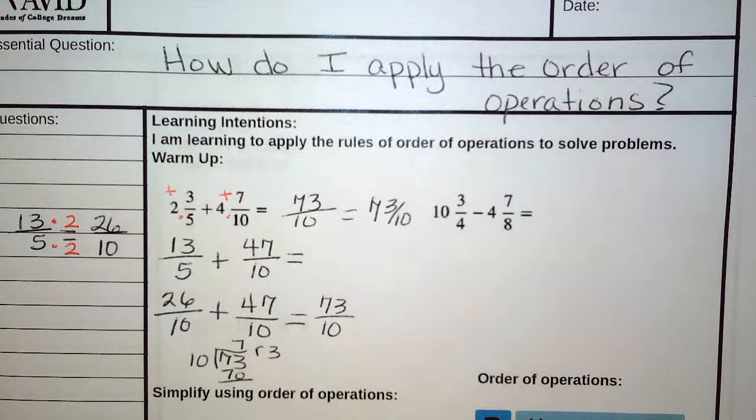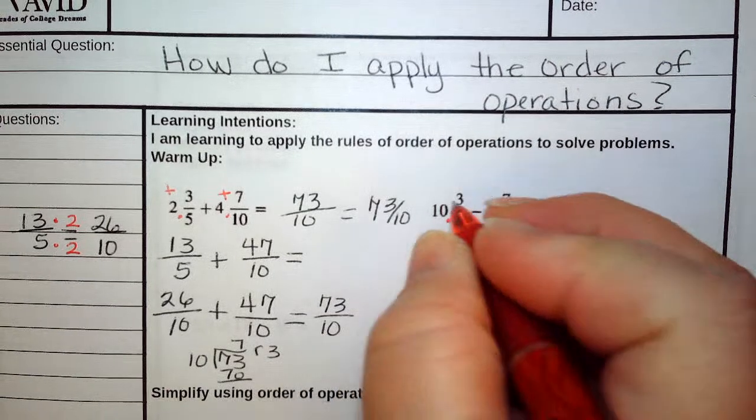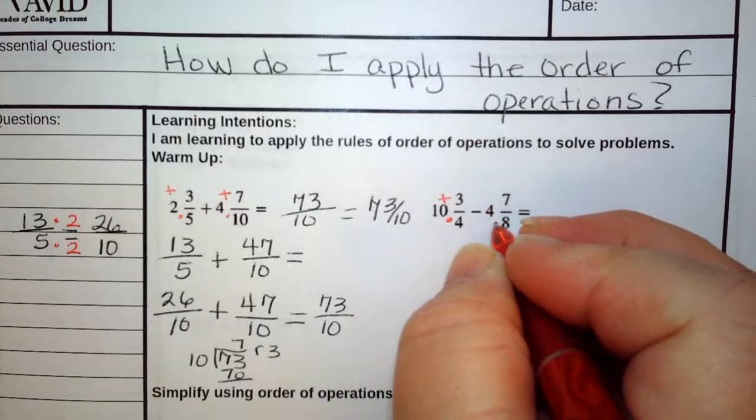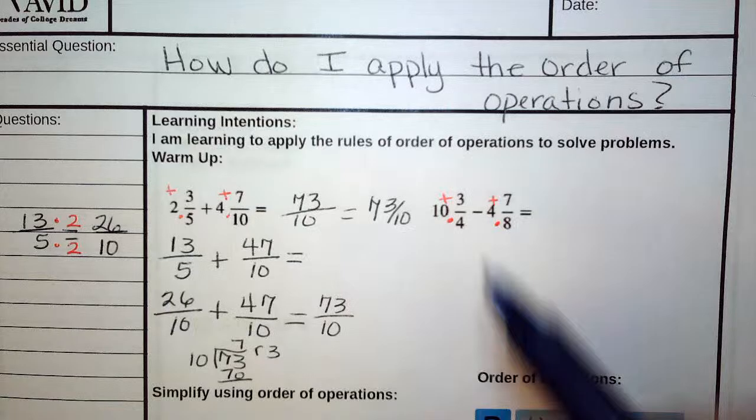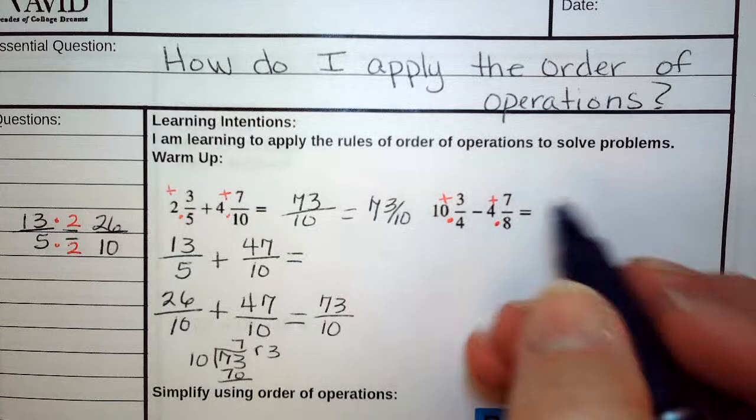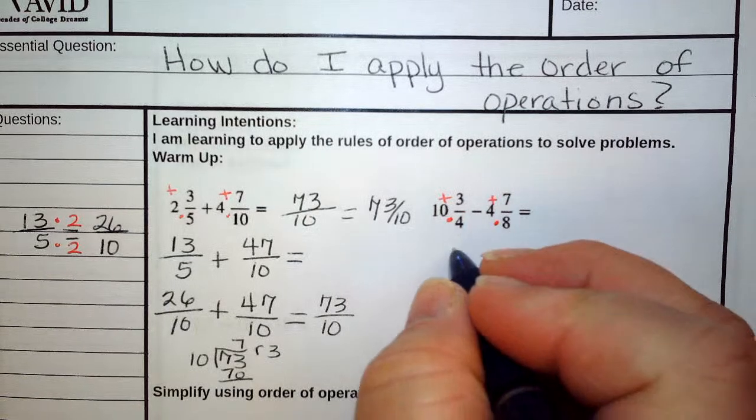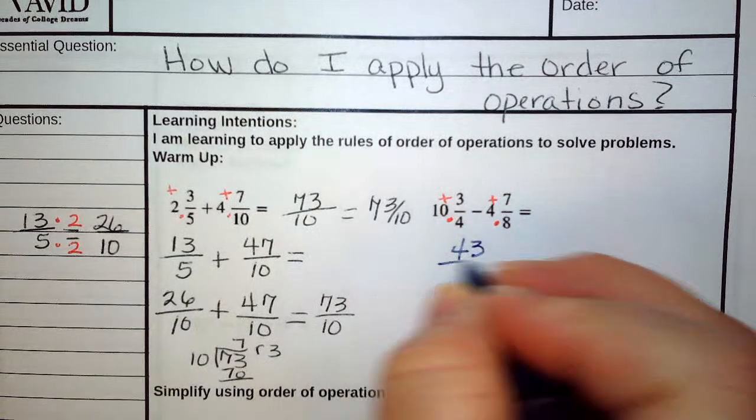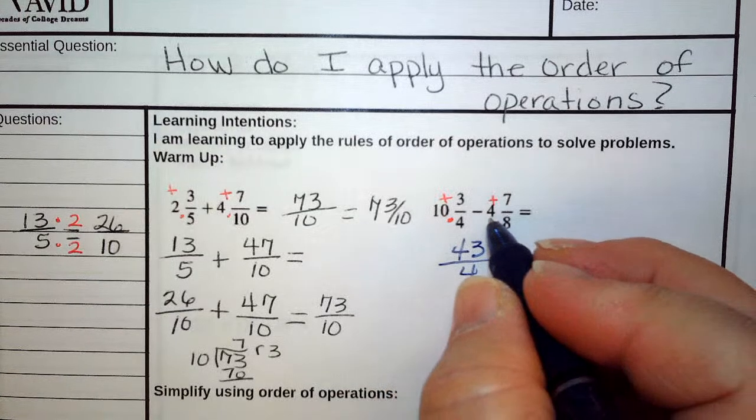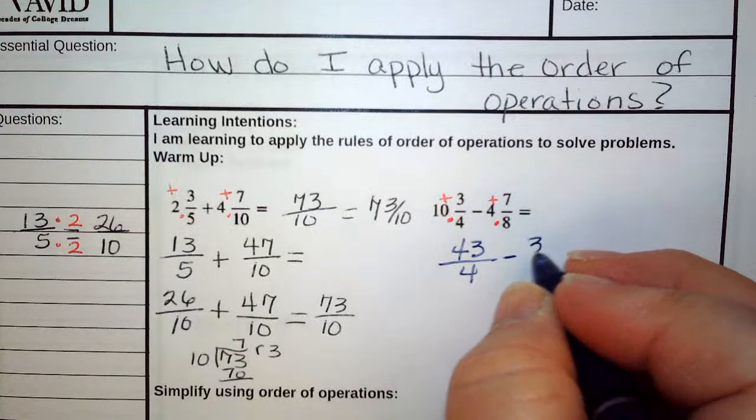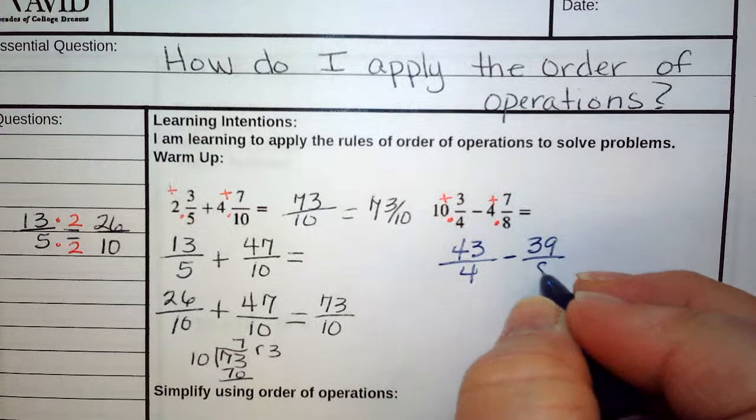Same thing again on the other one. I'm going to change to that mixed number. I multiply and then I add. Multiply, then add. Four times 10 is 40, plus 3 is 43. 43 over 4 minus 8 times 4 is 32. 32 plus 7 is 39 over 8.